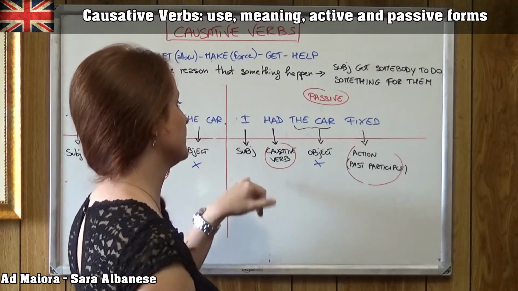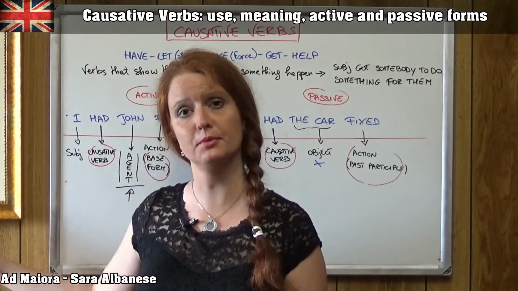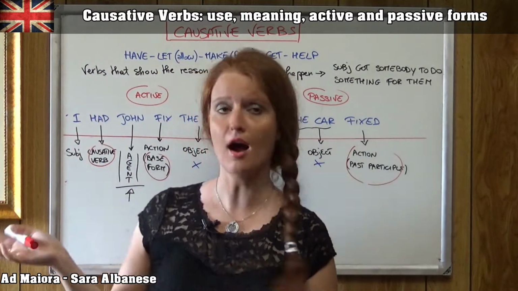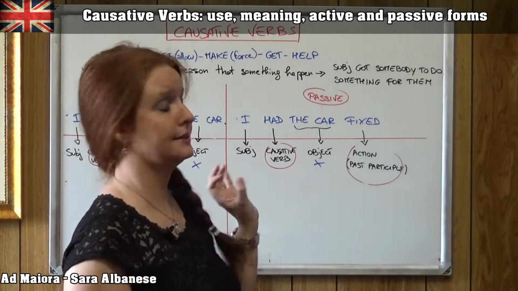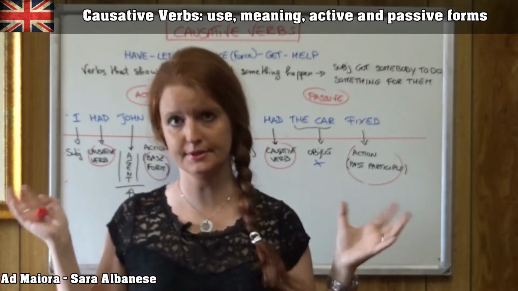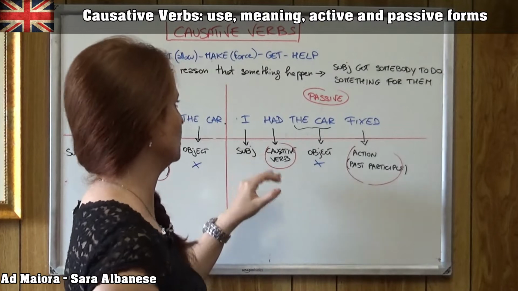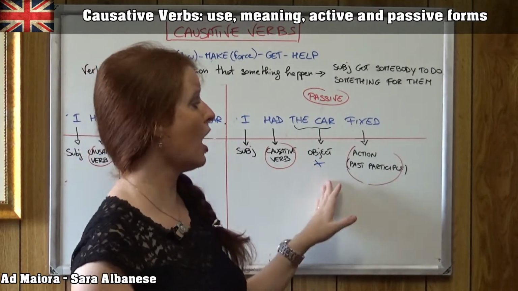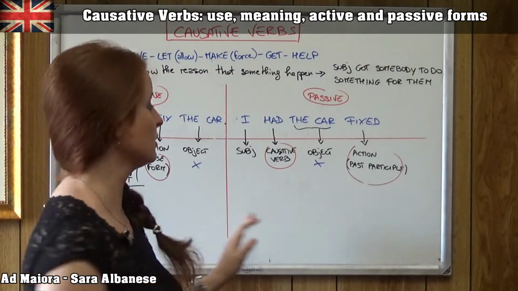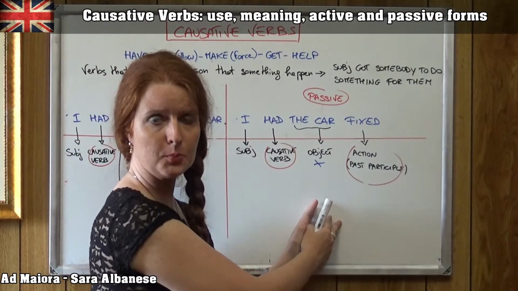Okay, so also in this case the subject is the same as before, I, okay, and again the causative verb is the same, which is have, always simple past. Also in this case the object is always the car, but we put it right away here.